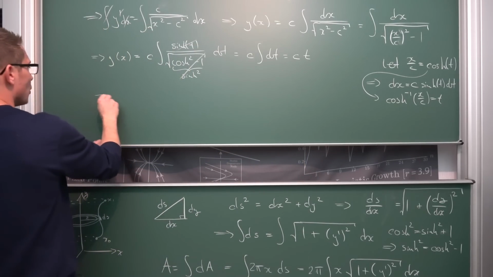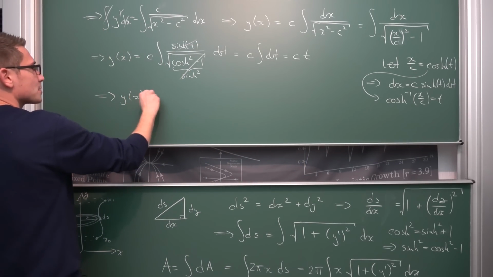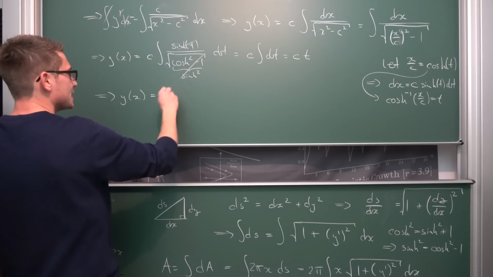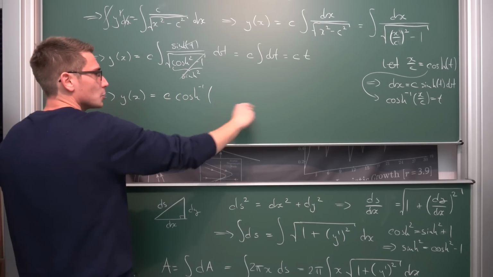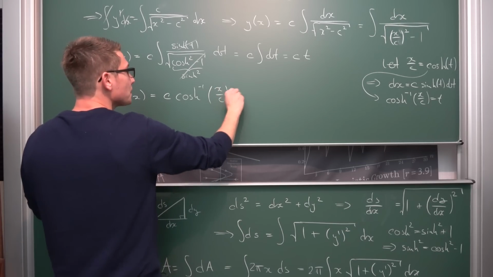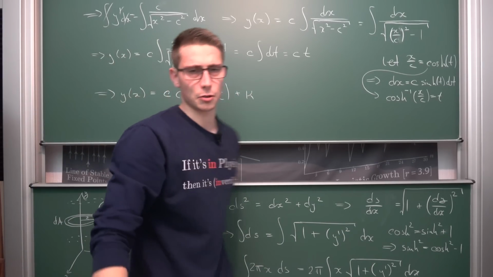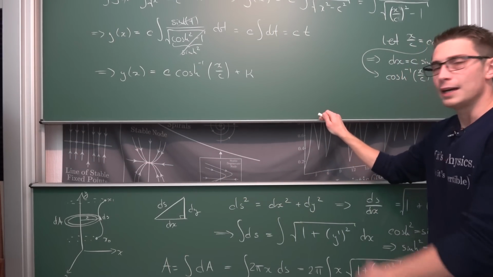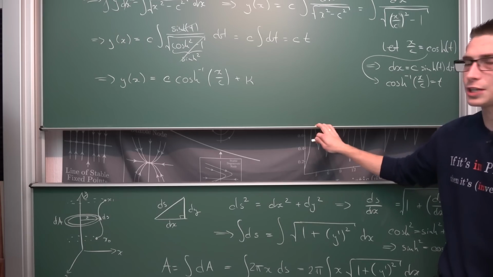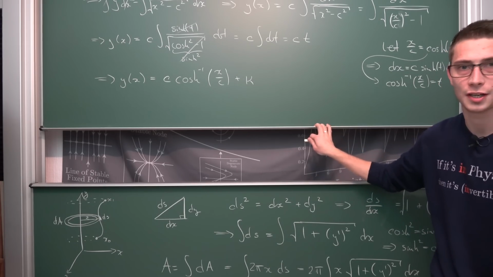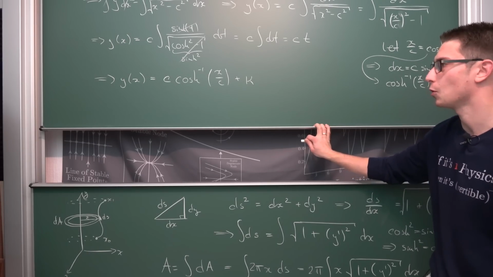Meaning the solution to our problem, y with respect to x, is equal to c times the hyperbolic cosine, but the inverse one, of x divided by c, plus some arbitrary constant, let's call it kappa, really doesn't matter. And this right here is the solution to our problem. Now you might ask yourself, hey, Matt had a different expression. He just had cos in his expression over on his video.